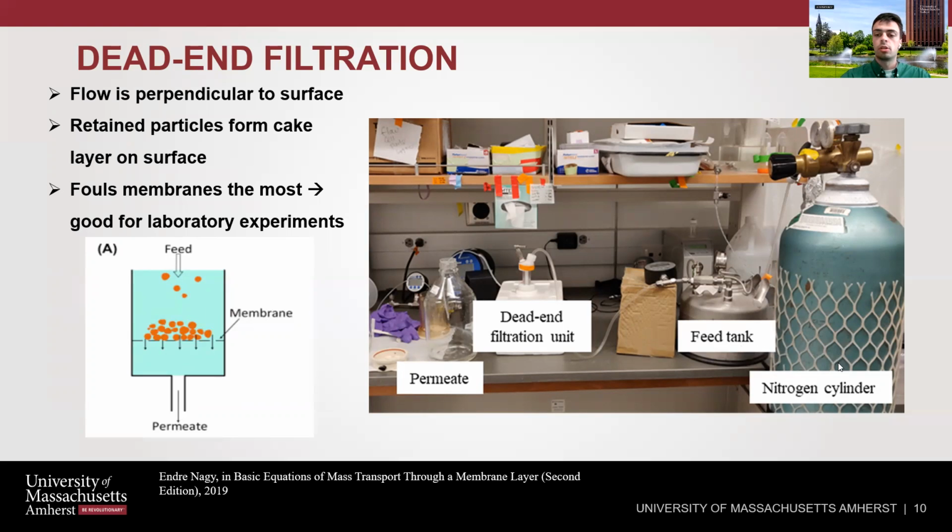The nitrogen cylinder supplies pressure to the feed tank, which pushes feed through this tube at the desired pressure. The feed travels along to the dead-end filtration unit, which houses the membrane and where the separation occurs. After that, permeate collects in this tube and passes into this bottle where it collects.